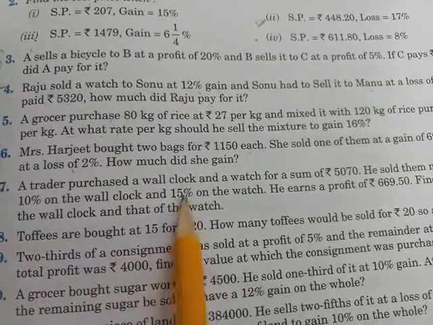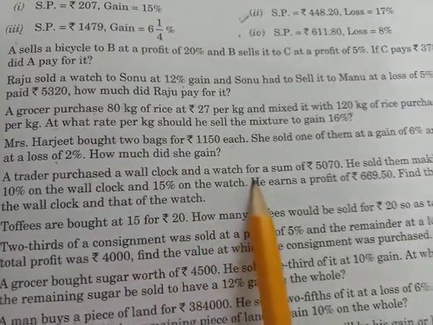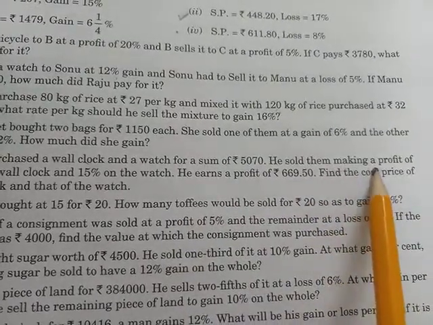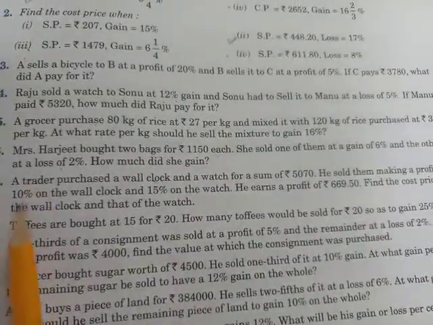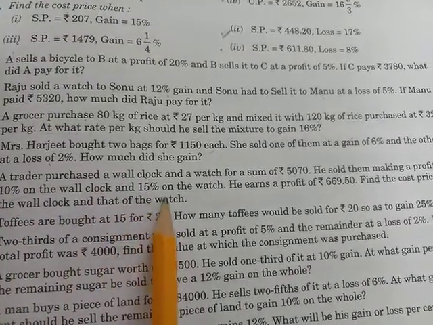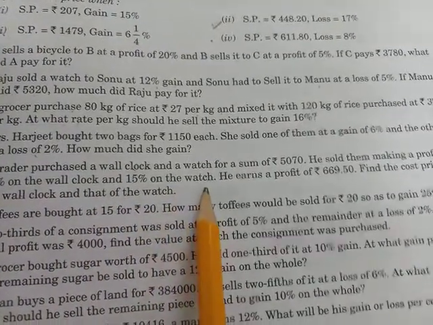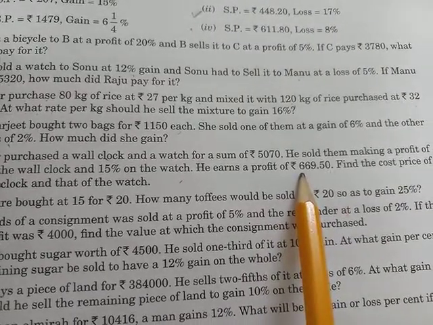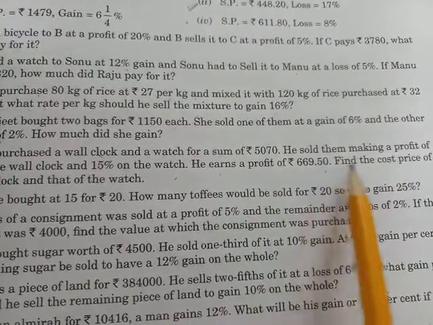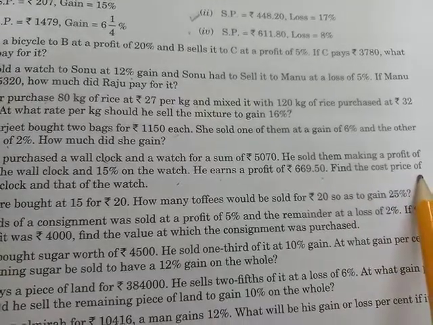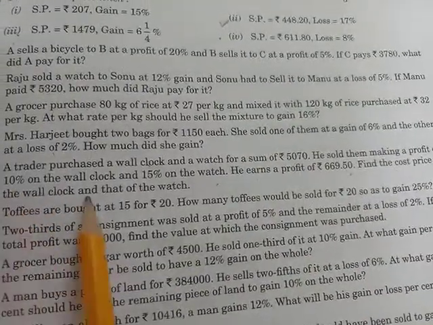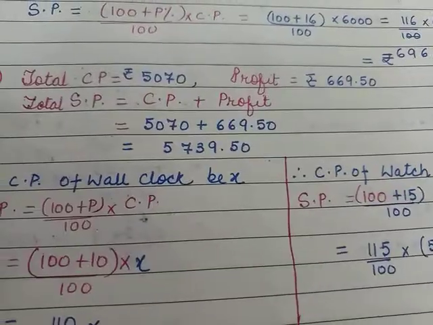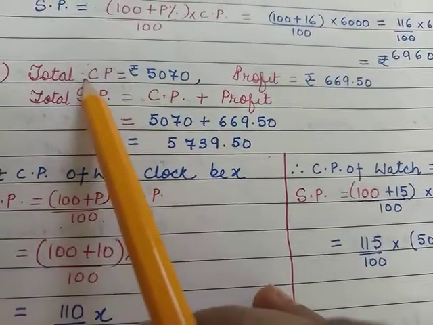So a trader purchased a wall clock and a watch for rupees 5070. He sold them, making a profit of 10% on the wall clock and 15% on the watch. He earns a total profit of 669 rupees 50 paisa. Find the cost of the wall clock and that of the watch. Now have a look at its solution.